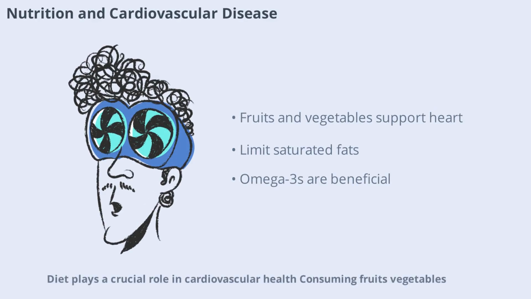Diet plays a crucial role in cardiovascular health. Consuming fruits, vegetables, whole grains, and lean protein supports heart function. Limiting saturated fats, salt, and added sugars reduces disease risk. Omega-3 fatty acids found in fish are particularly beneficial. Nutrition not only prevents disease but can also help manage existing conditions. Next, we'll discuss the impact of physical activity on cardiovascular biology.